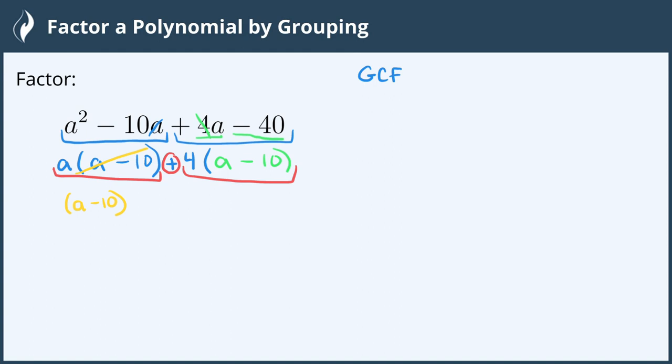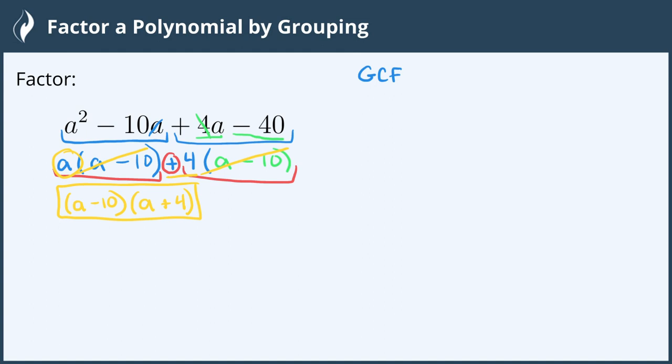And if I divide it out, again, like the opposite of the distributive property, I'm left with in the first one, just the a, and in the second one, a plus 4. I have now factored my polynomial by grouping, and I have two binomials.